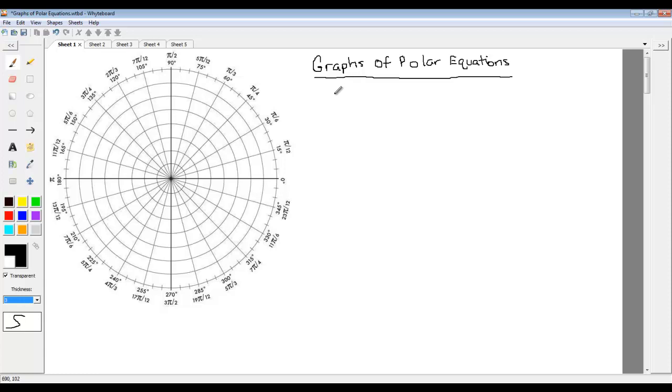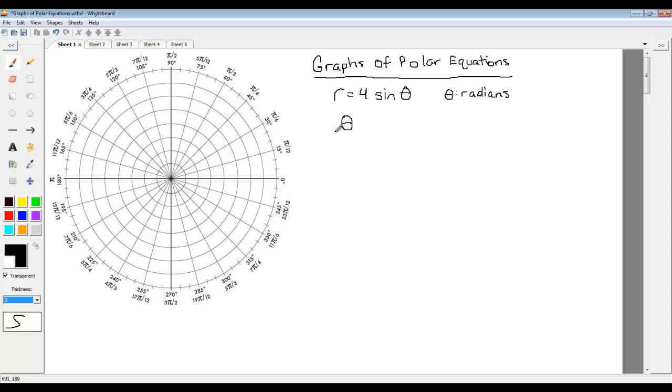But let's take the polar equation r equals 4 sine theta. And let's see about graphing this. Let's go ahead and let theta be in radians in this case. It could be in degrees or radians, it's up to you. Let's do radians. And to graph this, we've got to input a theta and see what the r is.